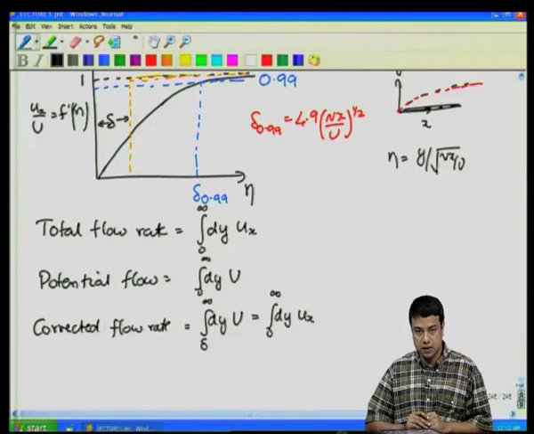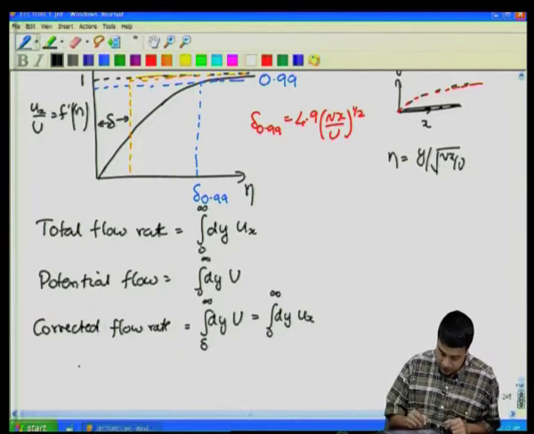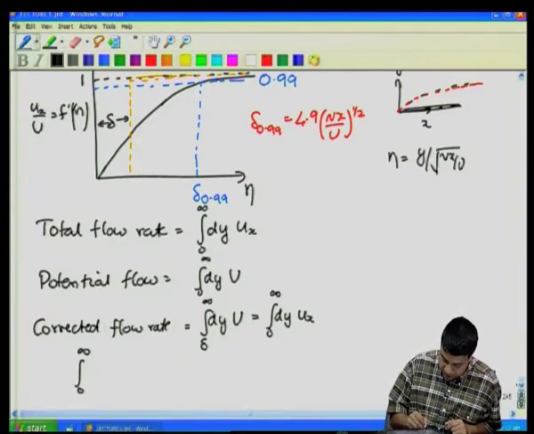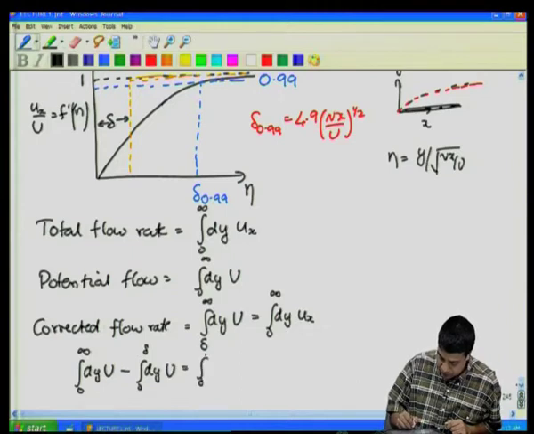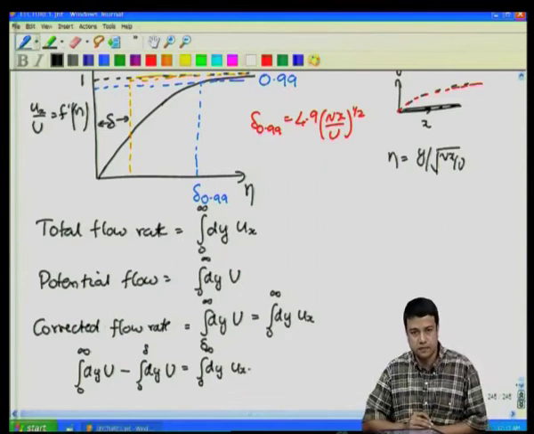The left hand side I can write as integral 0 to infinity dy u minus integral 0 to delta star dy u is equal to integral 0 to infinity dy u x.